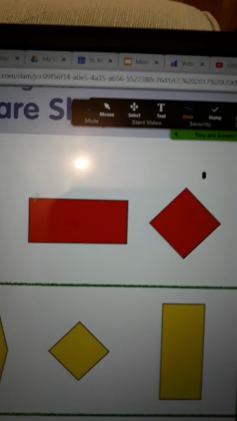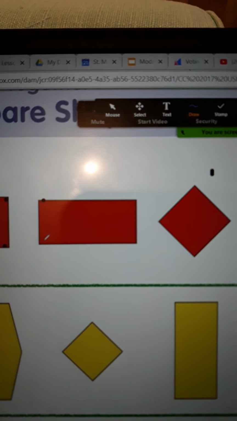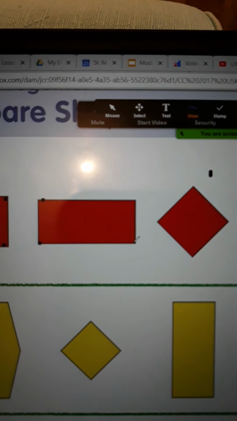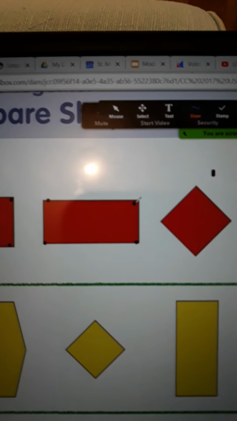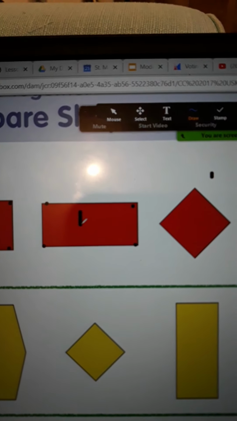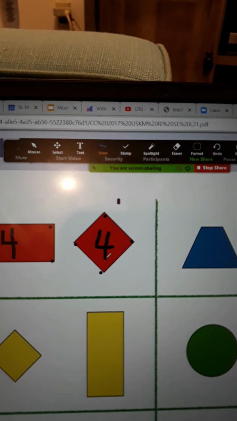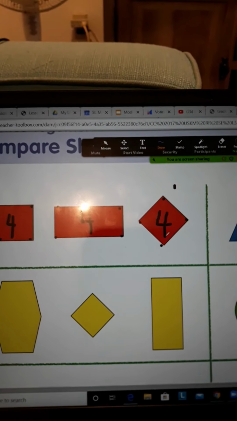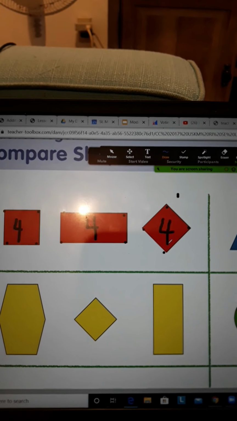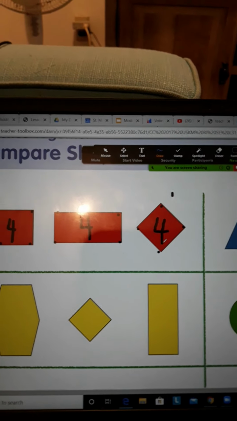Let's count these corners. 1, 2, 3, 4. We have 4 corners here. Let's count these corners. 1, 2, 3, 4. 4 corners here too. So what are we going to do? They all have 4 corners. But we're looking for the ones that are the most alike to each other, the more similar.